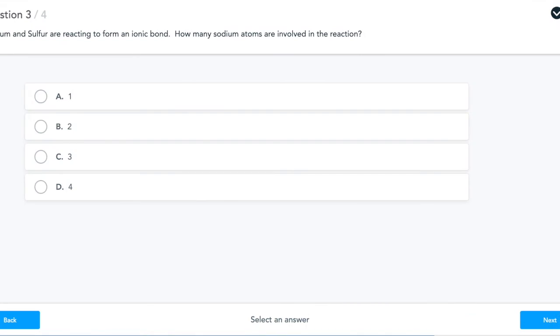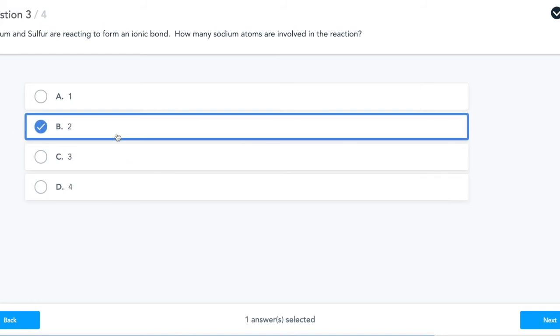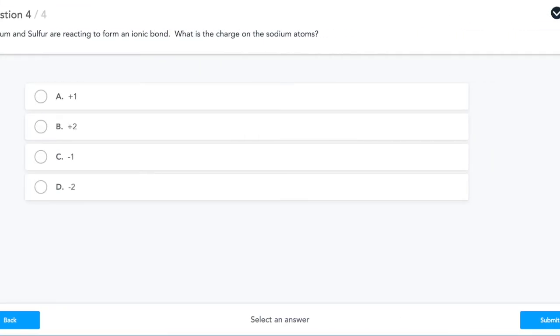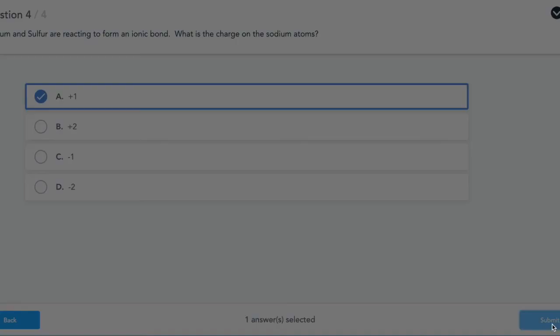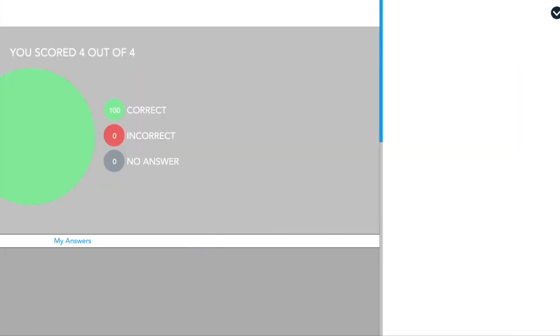Sodium and sulfur are reacting to form an ionic bond. How many sodium atoms are involved in the reaction? Well, because sodium has a +1 charge and sulfur has a -2 charge, we're going to need 2 sodium atoms in order to result in a neutral compound. Sodium and sulfur are reacting to form an ionic bond. What is the charge on the sodium atoms? That is going to be +1, as I just said. So if you got all of those answered that way, you should get 100%.